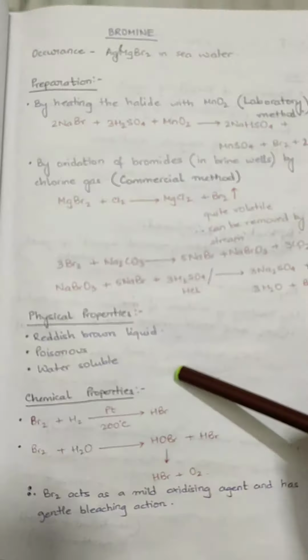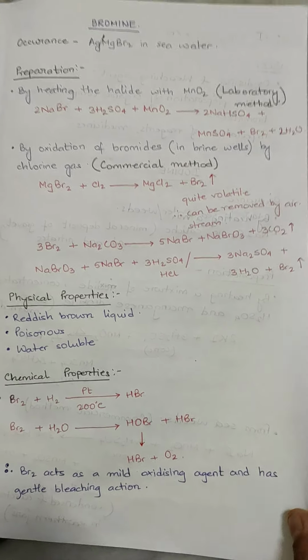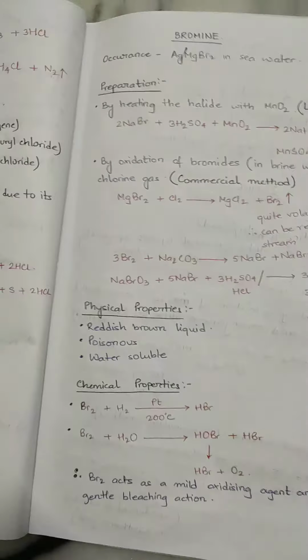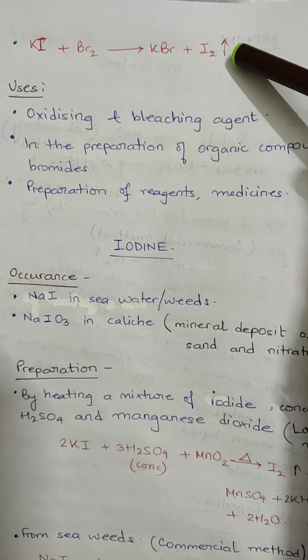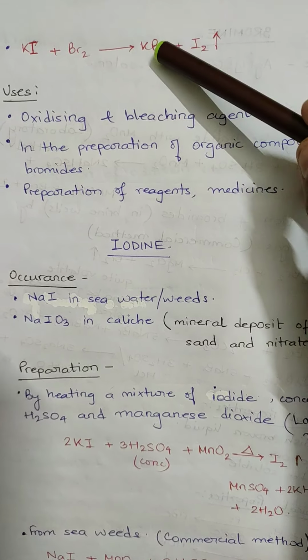It is because of this oxygen, Br2 acts as a mild oxidizing agent and it has got slight bleaching action. Now next we move into the third property of bromine, that is, it reacts with the halide of the lower halogen, displacing it to give rise to the molecular lower halogen, and itself gets reduced to Br minus.